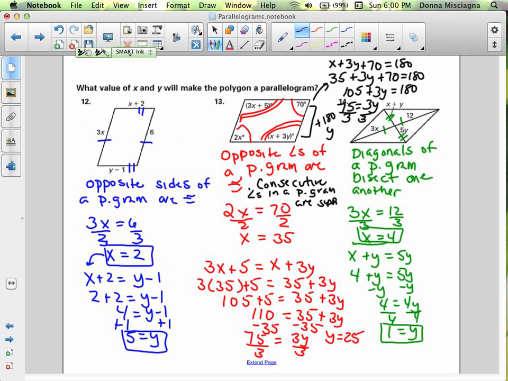Right? Y is 25. All right, so it doesn't matter which way you solve it. Both of these work. It's just a matter of personal preference. And they work because both facts are true about a parallelogram. The opposite angles are congruent, and the consecutive angles are supplementary.